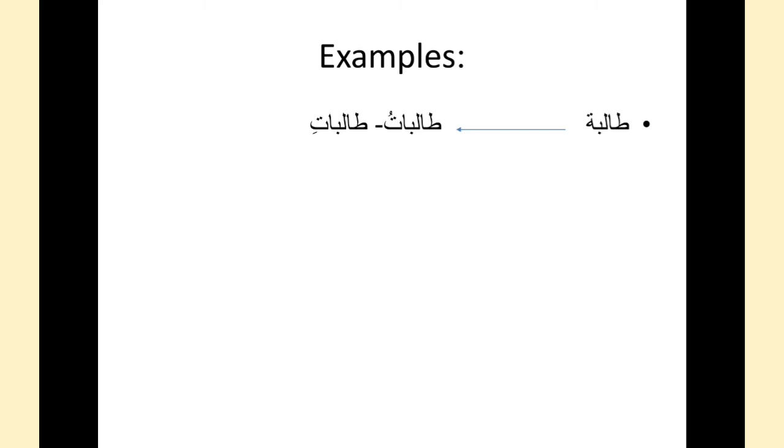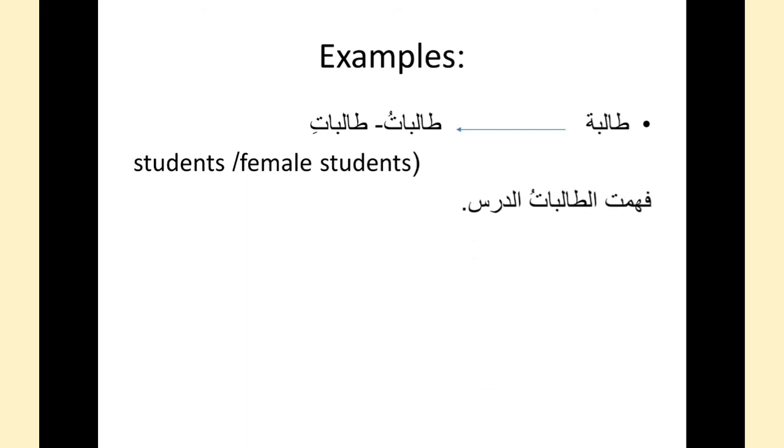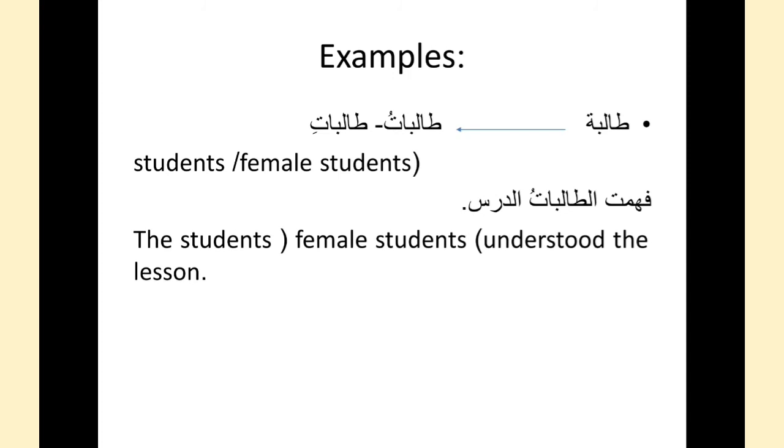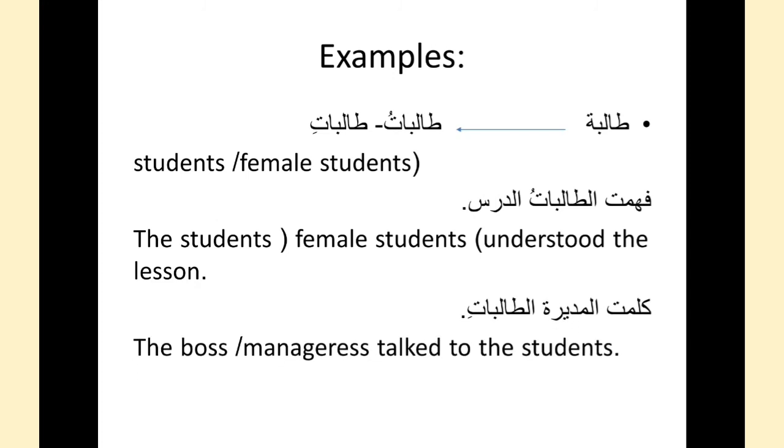Okay, so let's see examples using this word. طالبة means female student. طالبات means female students. Okay, the first example is فهمت الطالبات الدرس, which means the female students understood the lesson. And you can see here the short vowel ضمة. Okay, there is also a rule for adding short vowel ضمة and short vowel كسرة, but we'll not talk about them in this video. كلمت المديرة الطالبات, which means the manageress, which is the female manager, talked to the students.